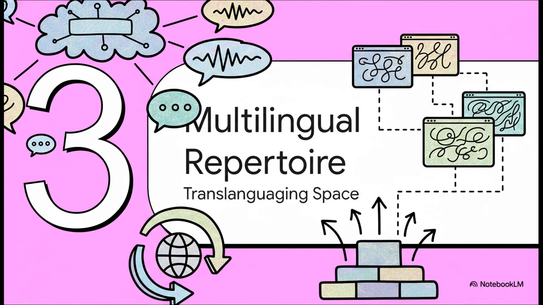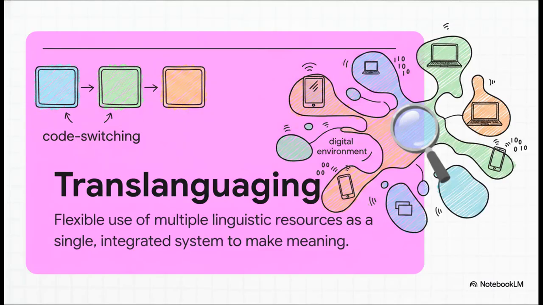This leads us right into our next major pillar, Section 3, embracing the multilingual repertoire, or translanguaging in digital spaces. Now, this brings us to a fascinating concept called translanguaging. Now, this is distinct from code switching. Code switching kind of treats languages as these separate, rigid boxes you jump back and forth between. But translanguaging treats the learner's entire repertoire as one massive, cohesive, cognitive tool. It's the dynamic, flexible use of all their linguistic resources to make meaning. And here's the best part. Digital environments are uniquely, absolutely perfect for supporting this.